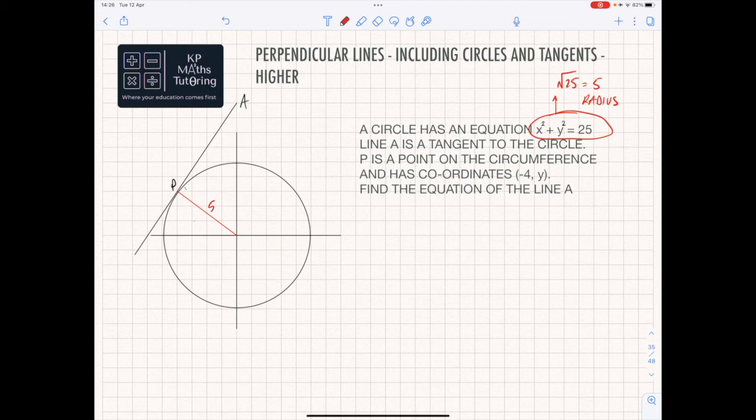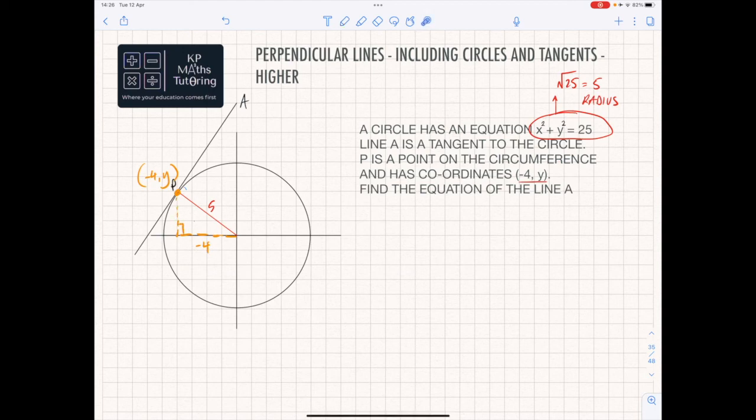Now the next thing it tells me is that the point on the circumference has minus 4 for x. So this point here is minus 4. Now what that means is I'm effectively going back 4 here, so that's a coordinate of minus 4, and then you've got to go up something there.